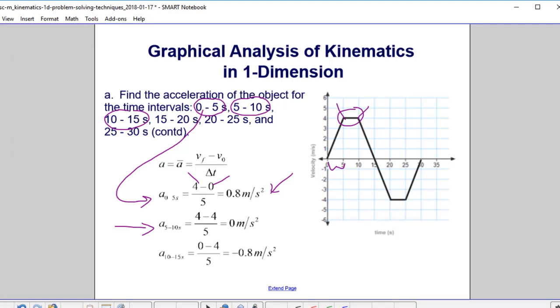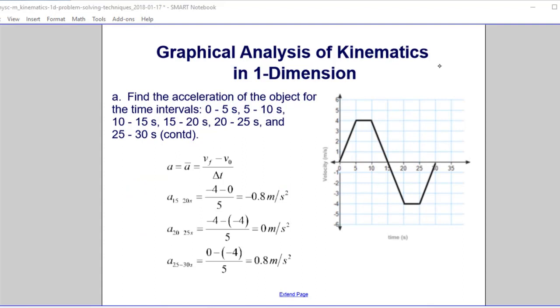What do you notice about this acceleration? Well, it's just the slope of the line, right? Because the average acceleration is equal to the acceleration at any point, so we're just taking the slopes of these various lines. Just looking at this one without even doing a subtraction, clearly it looks just like the first one, except it's in the opposite direction. It will have a negative slope, so that will be negative 0.8 meters per second squared.